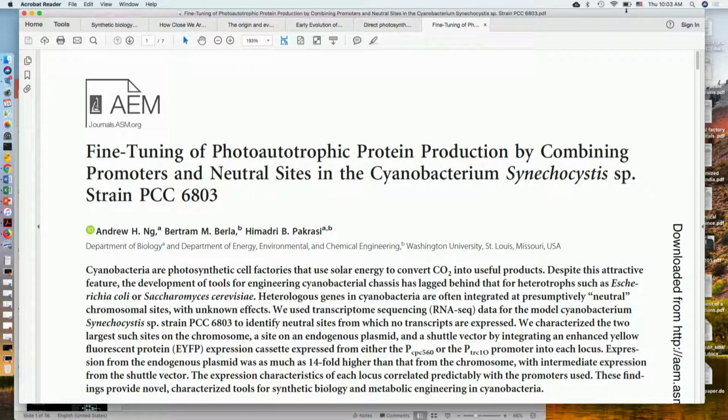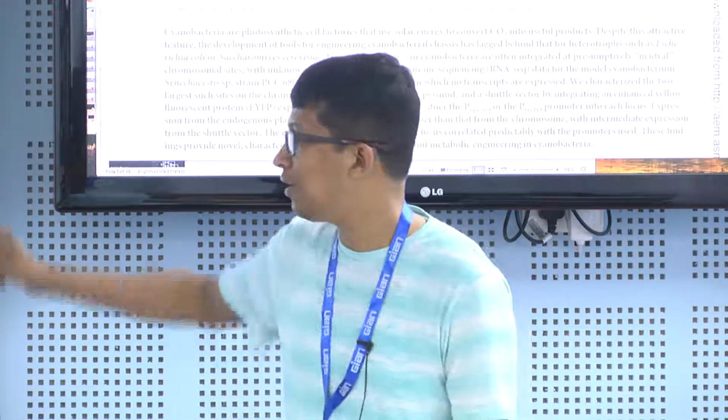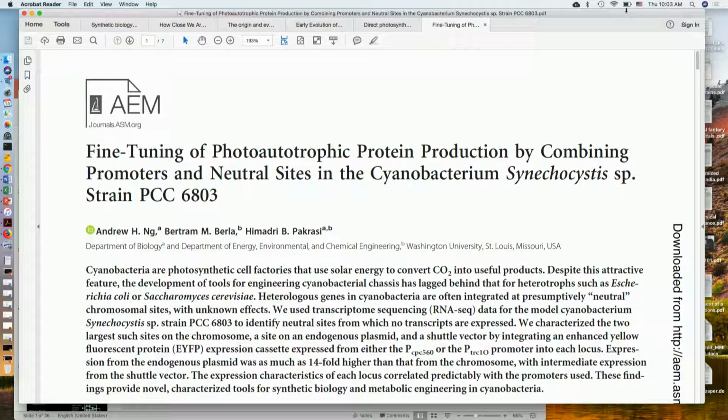It's very simple. So you do an RNA-seq experiment. You target those sections of your genome which do not have any gene transcript. Theoretically, all of them could be neutral sites. Again, theoretically, it's not always true. There are parts of the genome that have multiple other functions, not necessarily something you can determine through just mapping the central dogma of biology. But this is the go-to reference if you would like to know about identifying neutral sites in Synechocystis 6803.